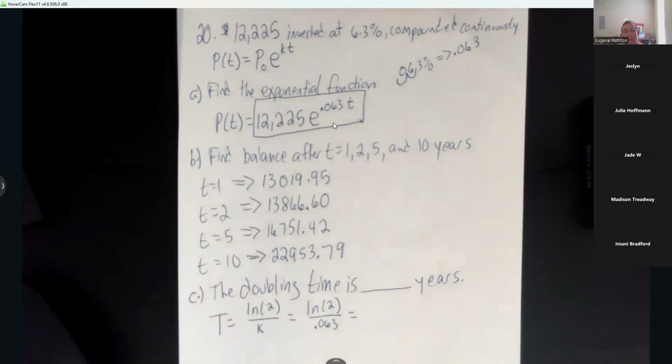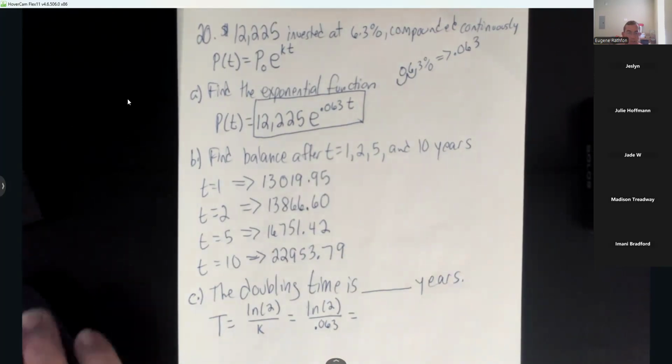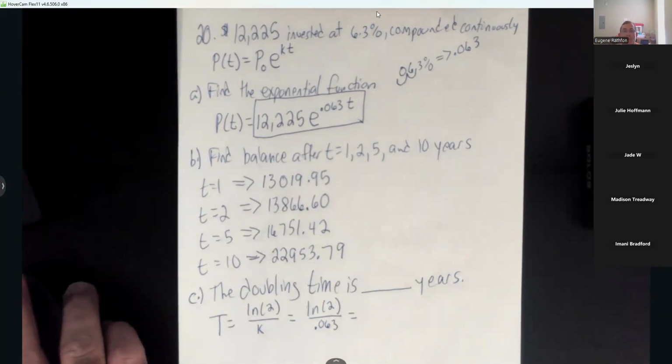So I'll tell you all a trick. If you ever make an investment and you want to know how long it takes to double it, you always do this: ln of 2 over your interest rate, okay? All right, we're going to do this to one decimal place. So y'all, let's go punch that out and see what we get.